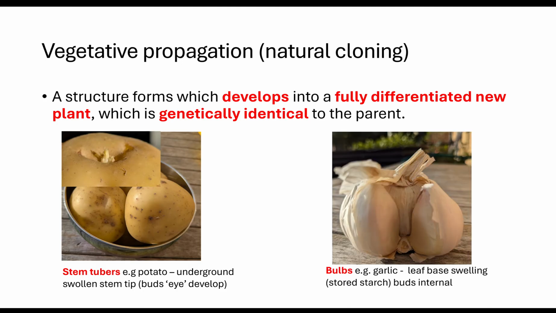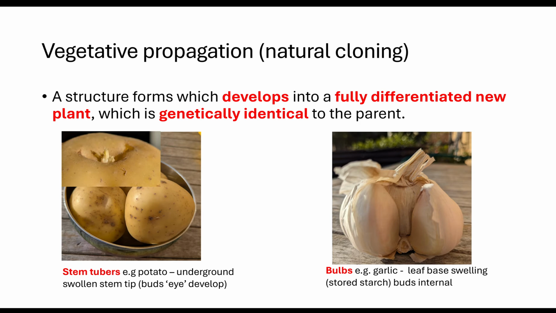We can also see this with bulbs like garlic. So the garlic is actually where the leaf base has swollen. Now again, we've got storage of starch. What you get with the bulbs is that they have the buds internally, and they will wait until conditions are correct before they will start to develop into shoots or roots, depending on what it is that needs to grow for the plant.